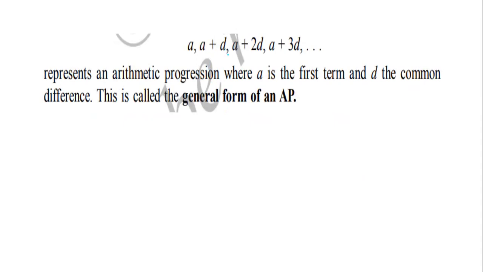See, a, a plus d, a plus 2d, a plus 3d represent an arithmetic progression where a is the first term and d is the common difference. This is called the general form of an AP. In Kannada it is called the general form of an arithmetic progression.